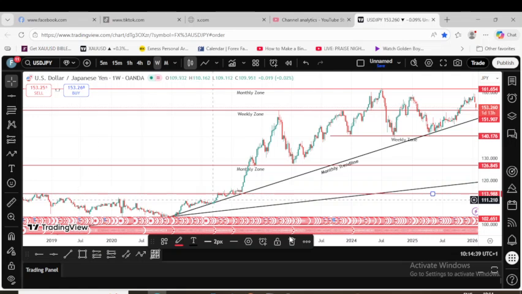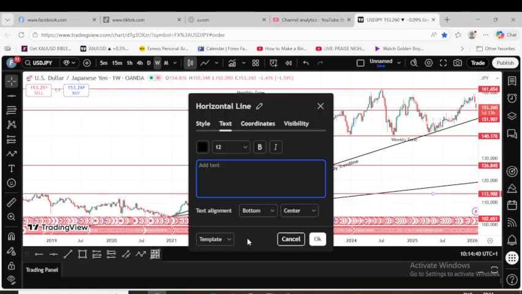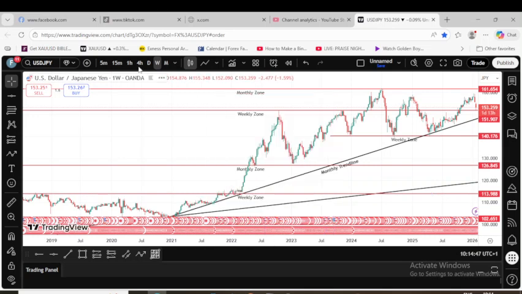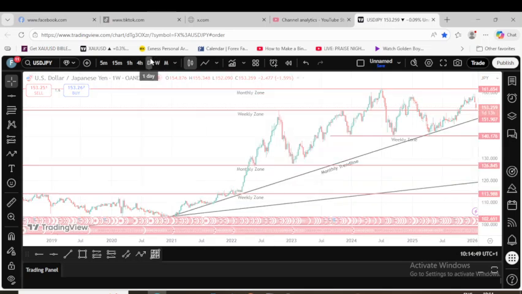We have a zone here. Another weekly zone. Alright, since we can't identify any trend lines, let's go down to the daily time frame and see what we have there.